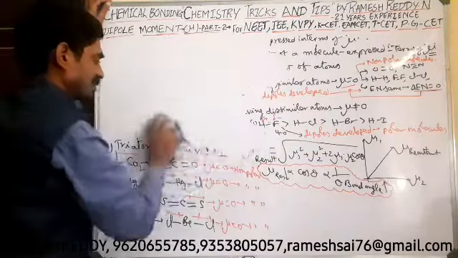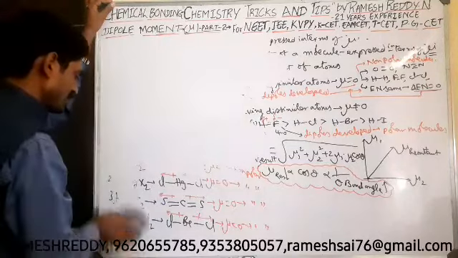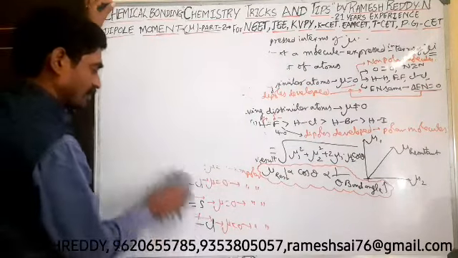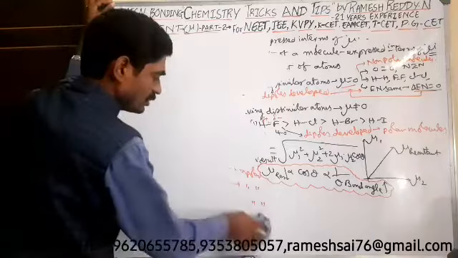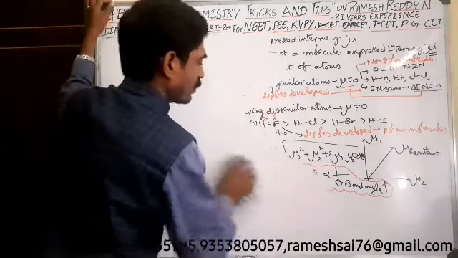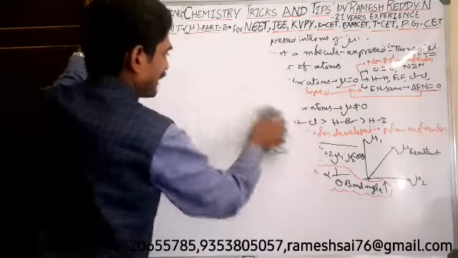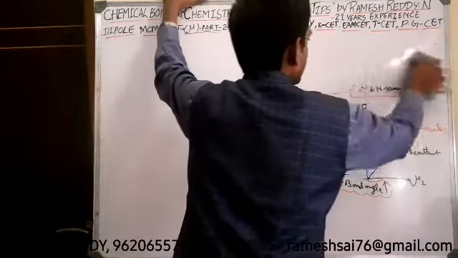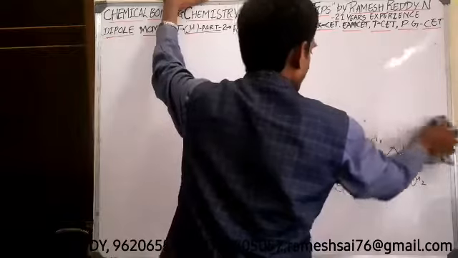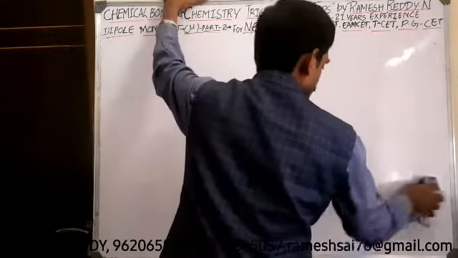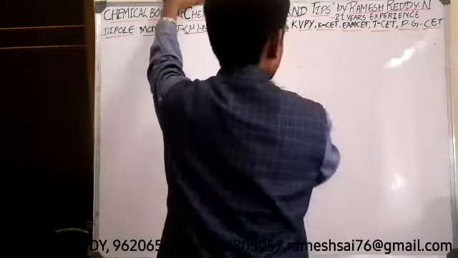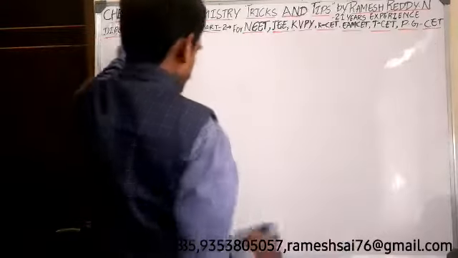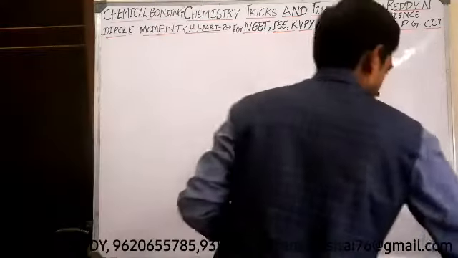By using the dipole moment, we can find out the polarity of a molecule. If the molecule has zero dipole moment, it is non-polar. So CO2 is non-polar because its dipole moment is zero, but in CO, carbon monoxide, the dipole moment is not equal to zero. So when we have some dipole moment, it is polar. Got it? Next one.